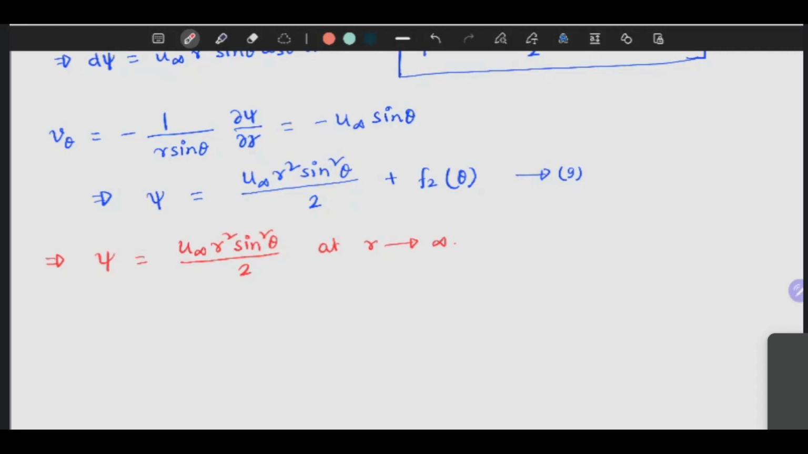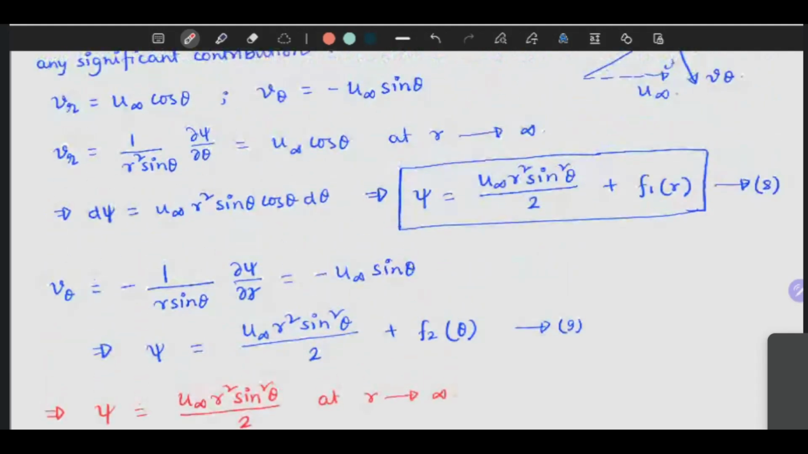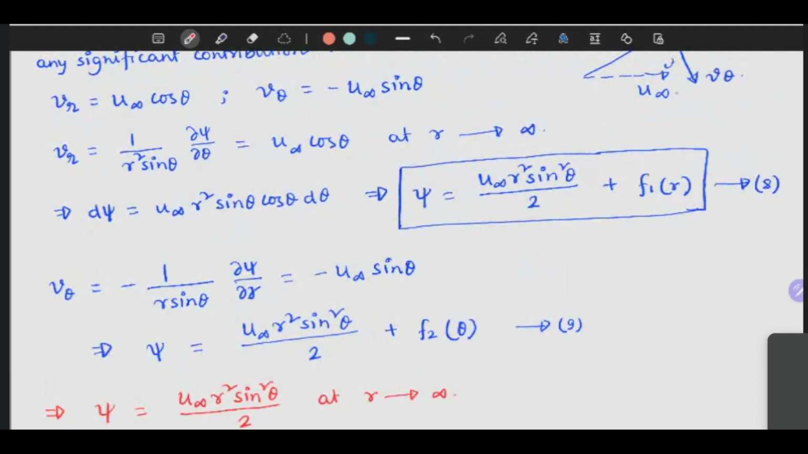Okay, so look at this result for some time. For 1 minute please look at this derivation.